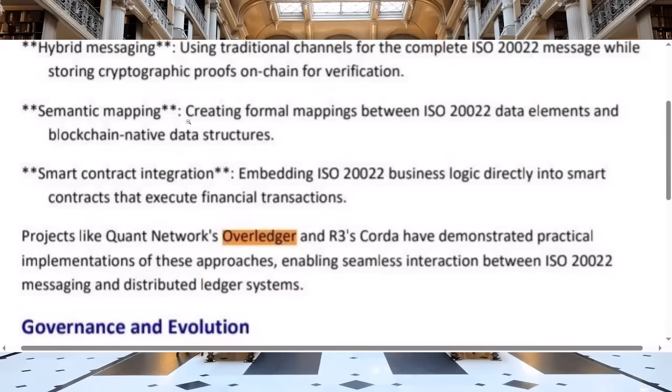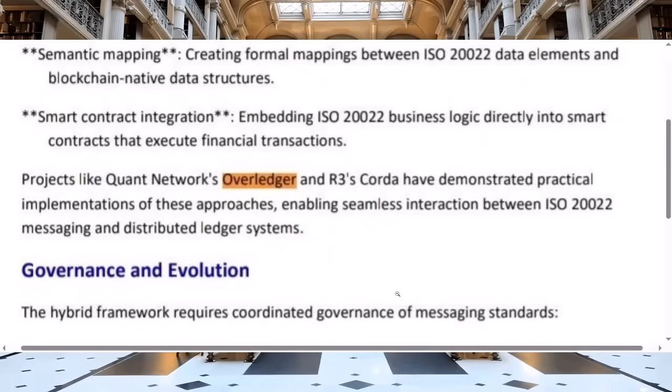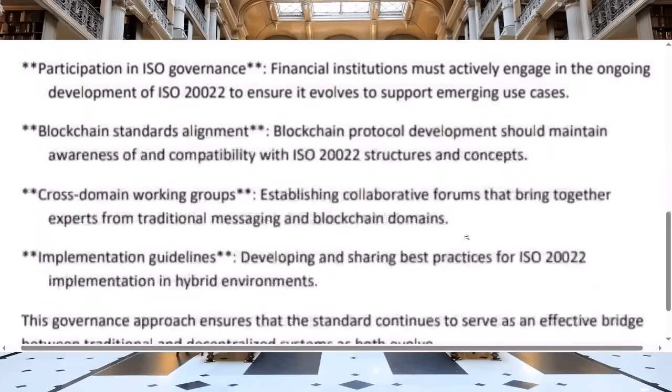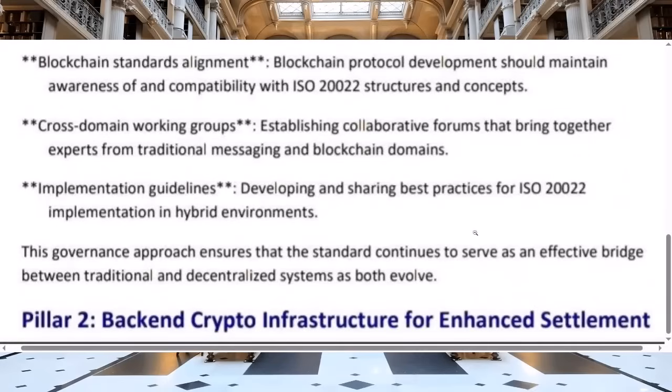Semantic mapping. Gilbert Verdian also mentions that. By all means, watch that video. So everything here is matching up. And of course, like it says, projects like Quant Network's Overledger and R3 Corda have demonstrated practical implementations of these approaches, enabling seamless interaction between ISO 20022 messaging and distributed ledger systems. I think, Channing, that's the smoking gun, especially the bottom part. Pillar 2, backend crypto infrastructure for enhanced settlement. Think about Quant's connection. Think about the bigger picture. Kicking over to you, brother, on why this matters.